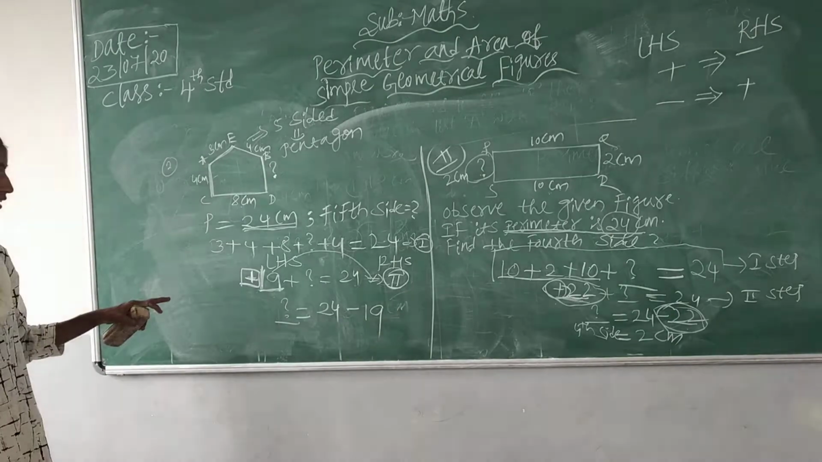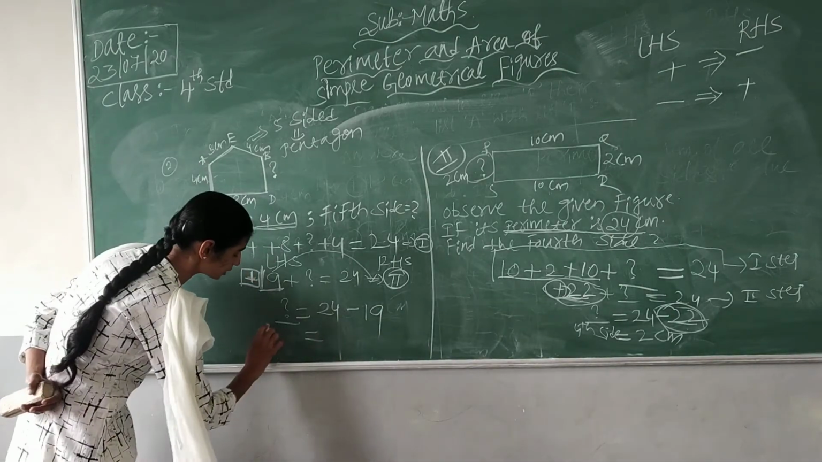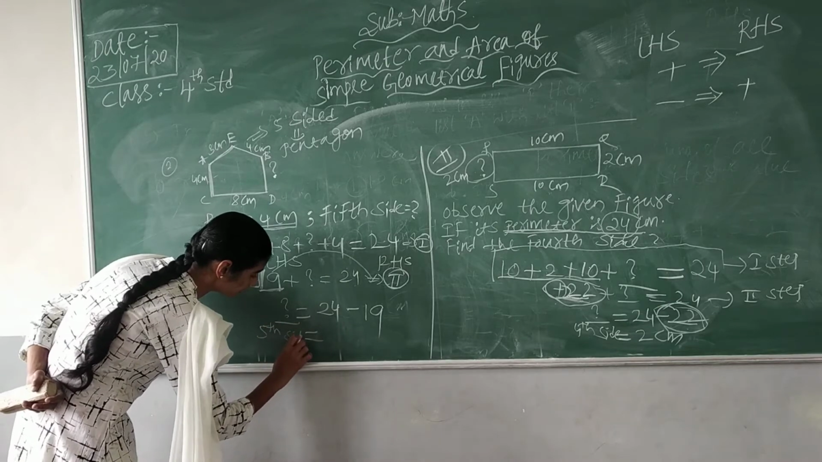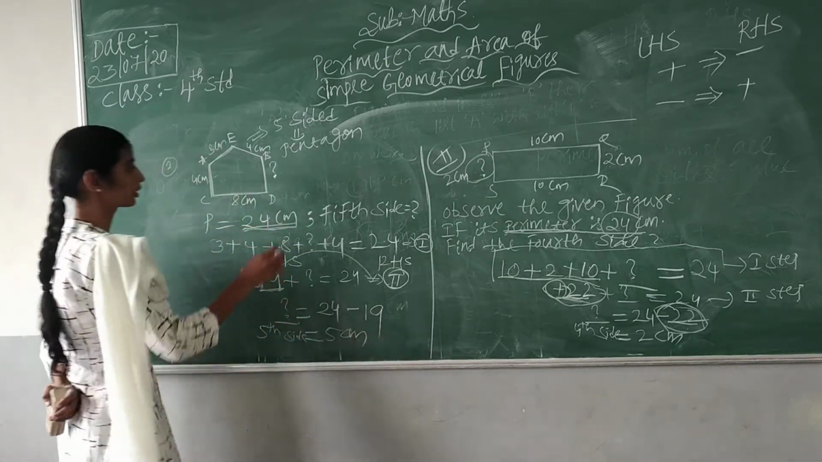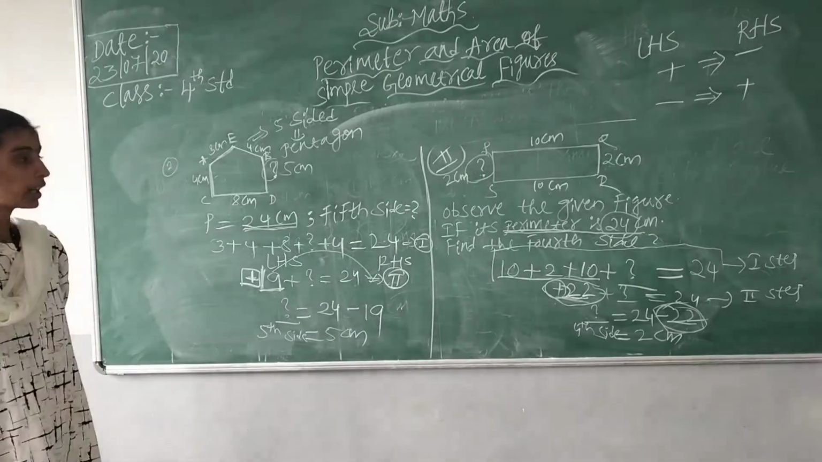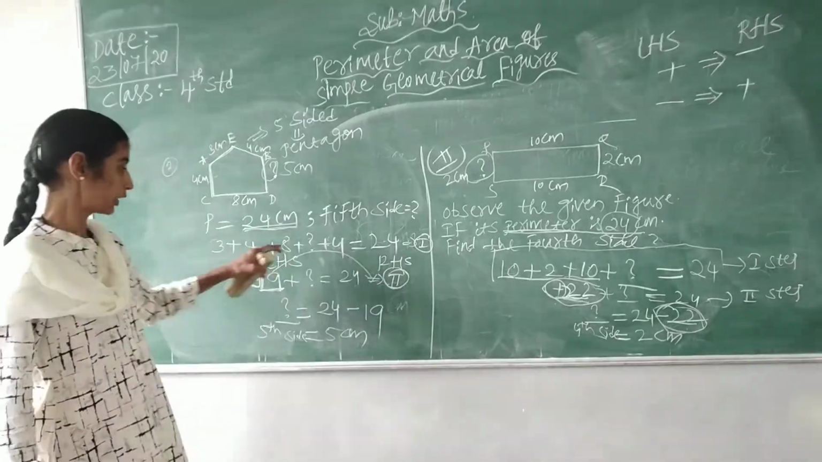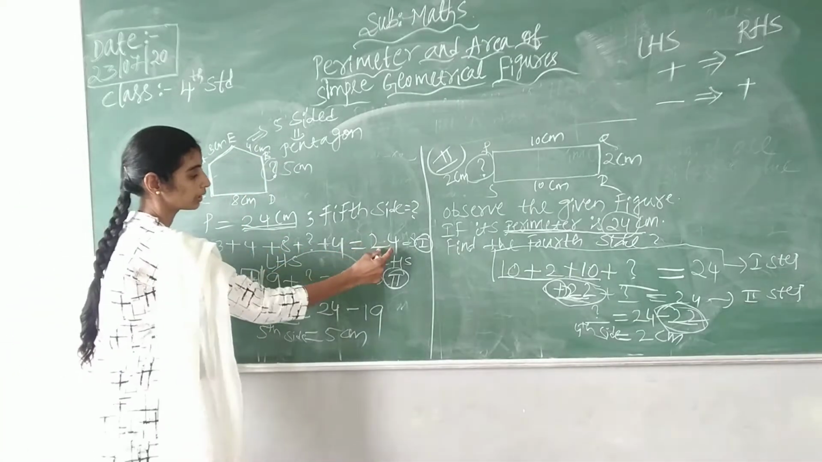So how much is left, children? 24 minus 19. What is the fifth side value now? It is 5 centimeter. So what is the fifth side value? 5 centimeter. I hope, children, try to practice. When you add all these sides, you should get the perimeter value.